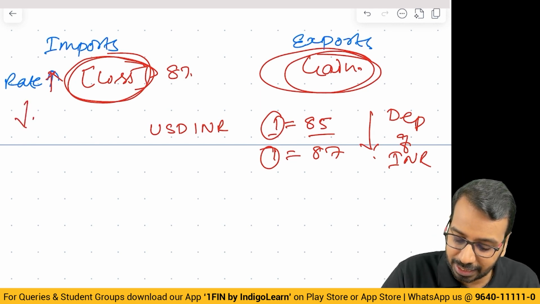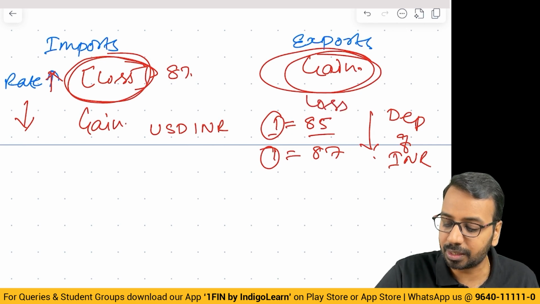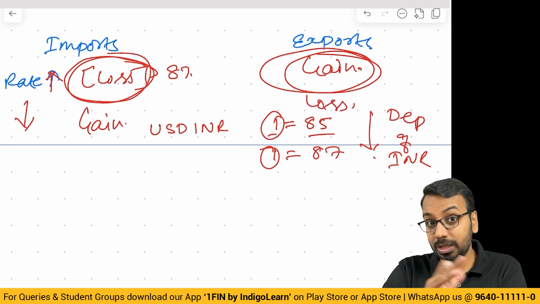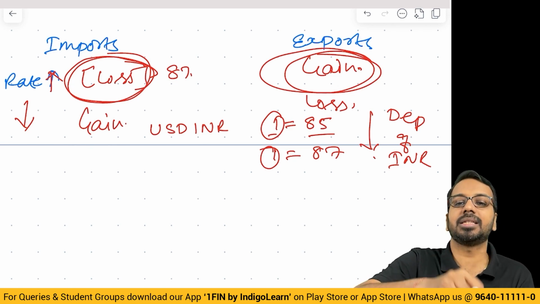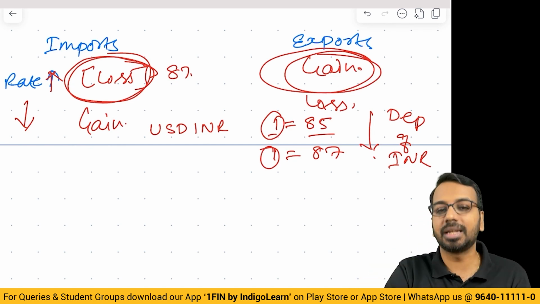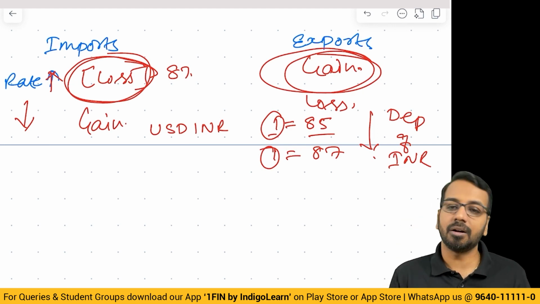And if the rate reduces, importers will record a gain and exporters will record a loss. So in the exam, if there is an import transaction and if there is an appreciation, if there is an increase in the rate, loss. If there is a decrease in the rate, gain. That is how you have to immediately decide when you see a question.